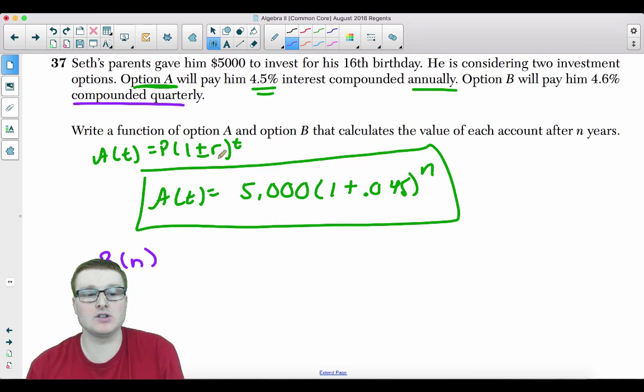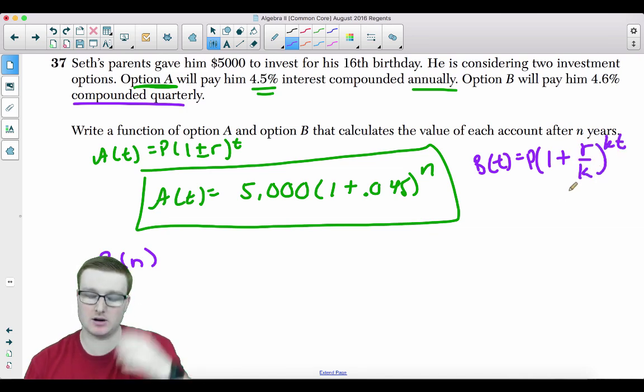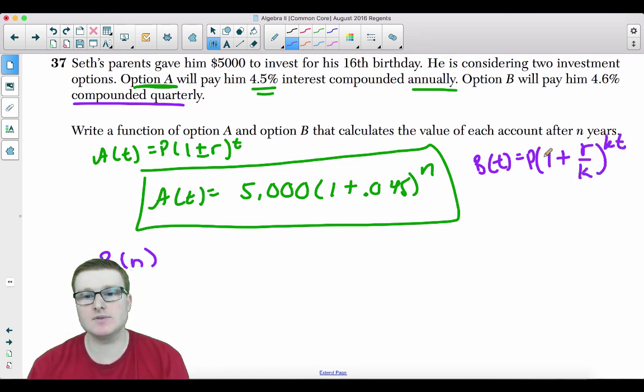P times 1 plus or minus r over k raised to the kt power. Let me write that for you. B of t is the principal times 1 plus r over k raised to the kt power. The r still means the rate, the p still means the principal, but this time the k means the amount of compounds per year, and t is in time.